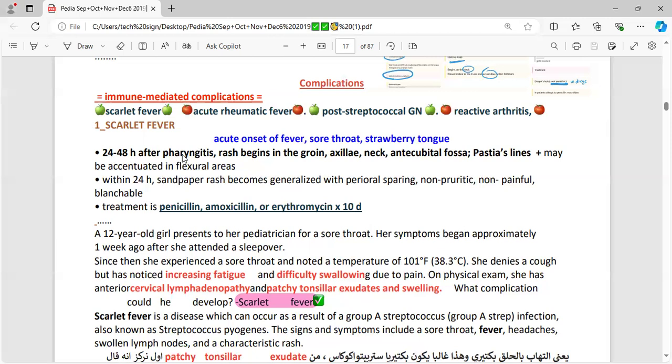24 to 48 hours after the pharyngitis, the rash begins in the groin area, axilla, neck, antecubital fossa, and Pastia lines, may be accentuated in the flexor areas. Within 24 hours, the sandpaper rash becomes generalized with perioral sparing, and is non-pruritic, non-painful, blanchable. That is scarlet fever. This explains scarlet fever. Your treatment of choice would be penicillin or amoxicillin.